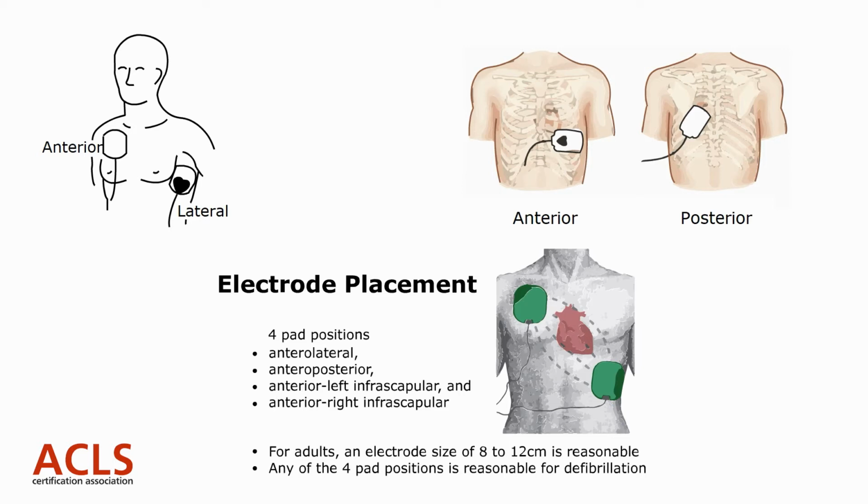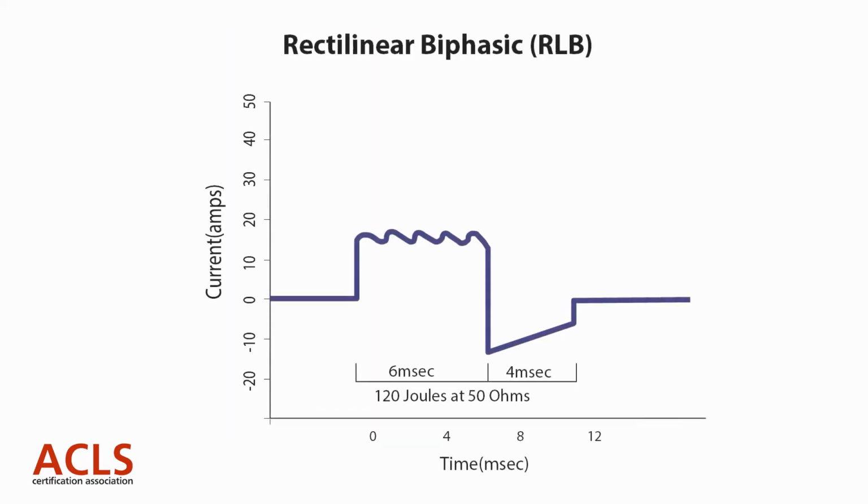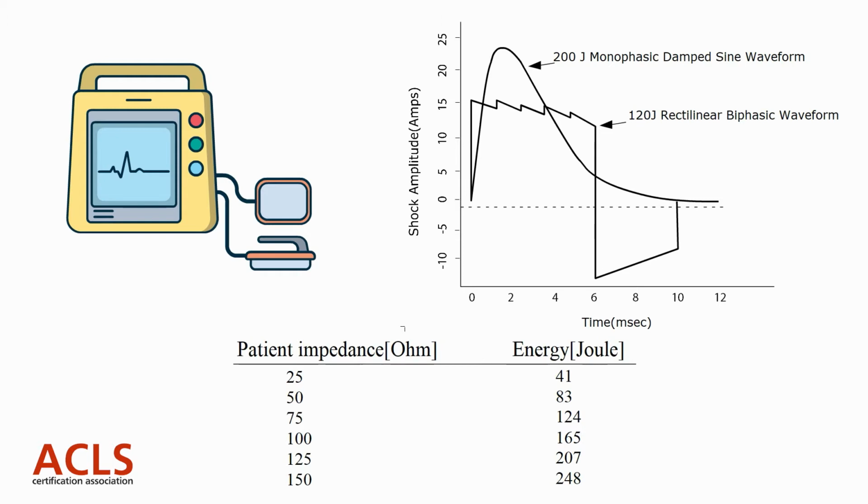The recommended defibrillator designs are: 1. Biphasic truncated exponential, or BTE, and 2. Rectilinear biphasic, or RLB. These technologies offer different peak currents at the same energy settings. The energy outputs adjust based on the amount of impedance from each patient. The defibrillators with the RLB waveforms deliver more energy than the selected dose, because energy is based on patient impedance. A selected dose of 120 joules would provide about 150 joules for most patients.